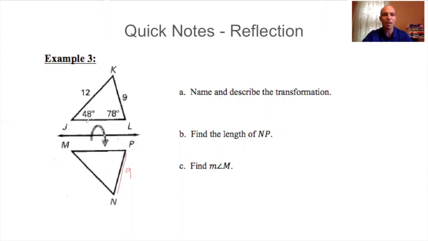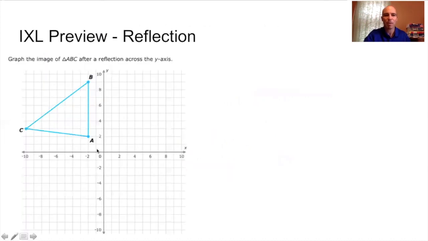And then angle M, remember, M is the same as J, so that's going to be, we call that 48 degrees. Okay. The point being here that when you reflect something, just as when you translate it or rotate it, you have a congruent figure.